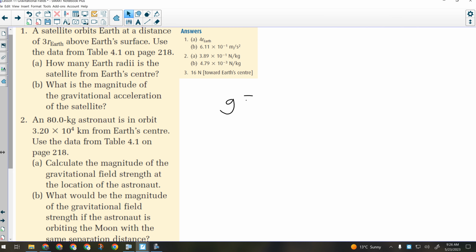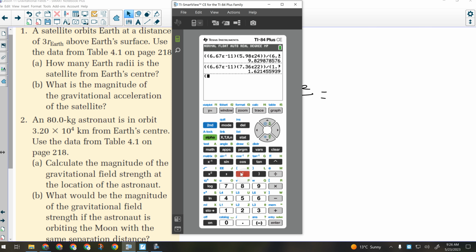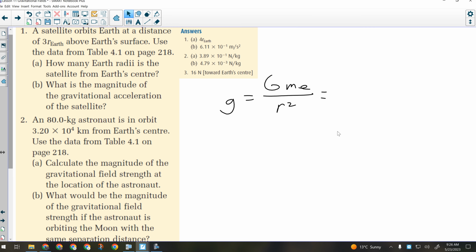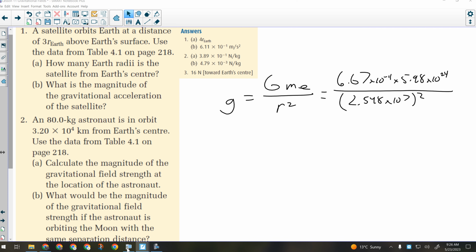So little g equals big G times the mass of the Earth over r squared. Right away we want to get the radius of the Earth times 4. So 6.37 E6 times 4. All right, so that's the radius number that we're going to use, 2.548 times 10 to the 7. So we'll have 6.67 times 10 to the minus 11 times 5.98 times 10 to the 24, mass of the Earth, divided by that 2.548 times 10 to the 7 squared. So we're punching that in here.